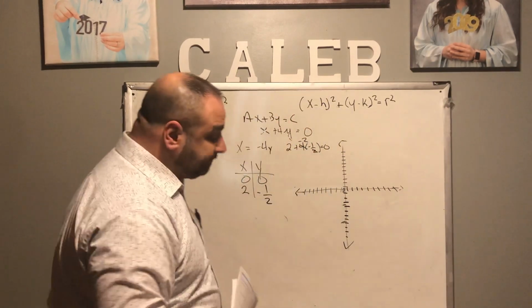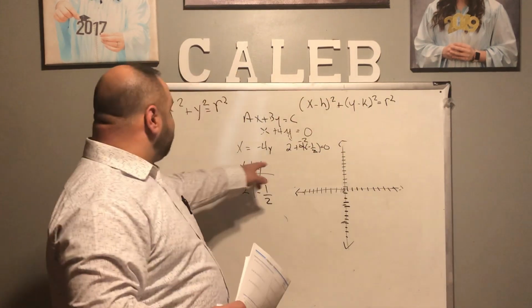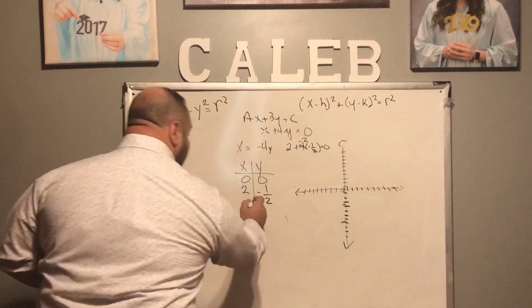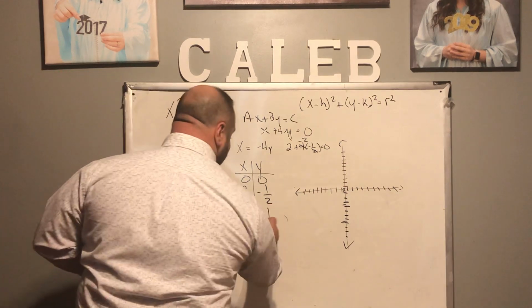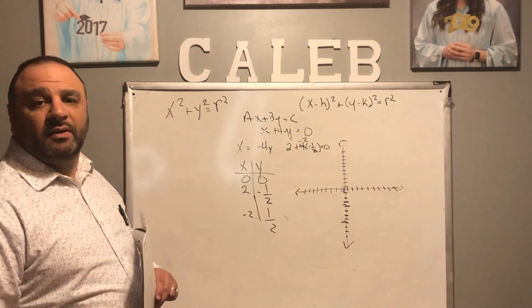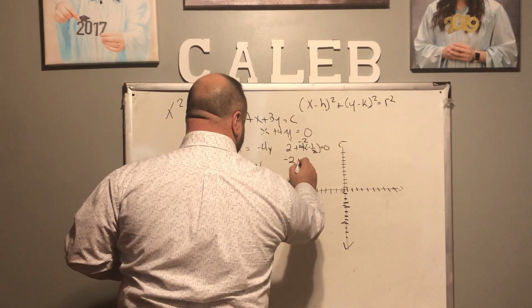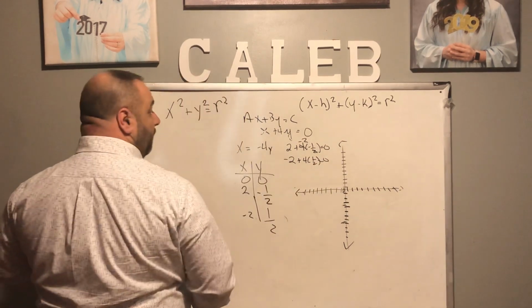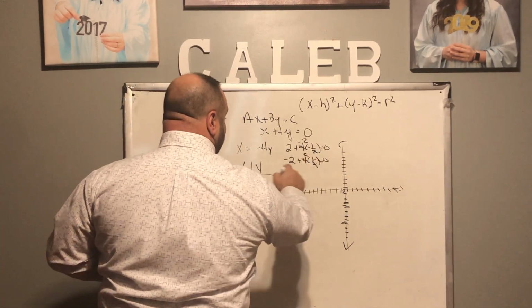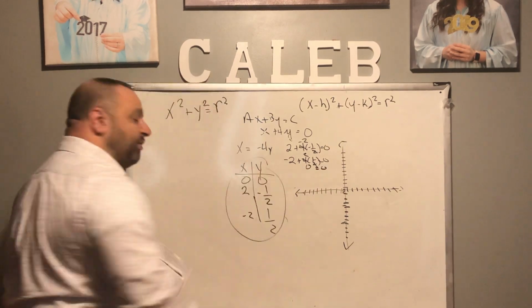Then lastly, we could just flip this, do the reciprocal, and what if I did negative 2 and positive 1/2? Will I get the same answer there? Let's see. Negative 2 plus 4 times 1/2, does that equal 0? Obviously this cancels out, so negative 2 plus 2 is 0. So there's your 3 coordinates.